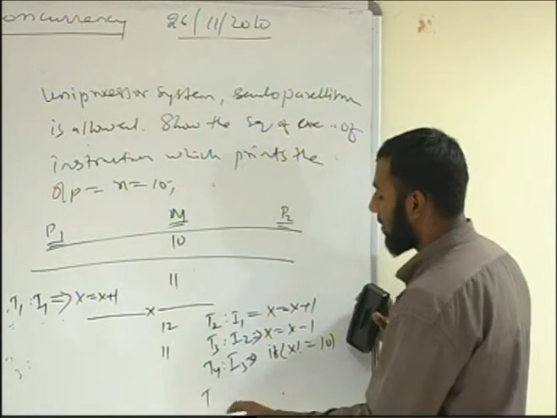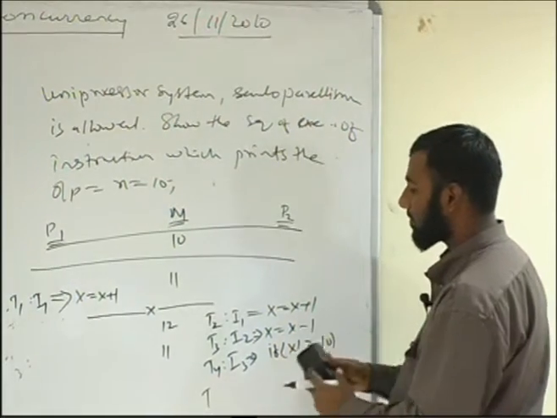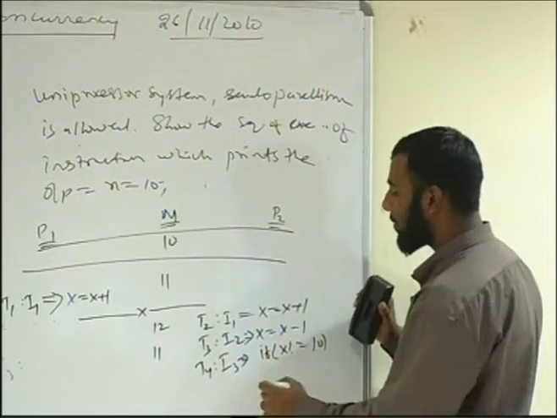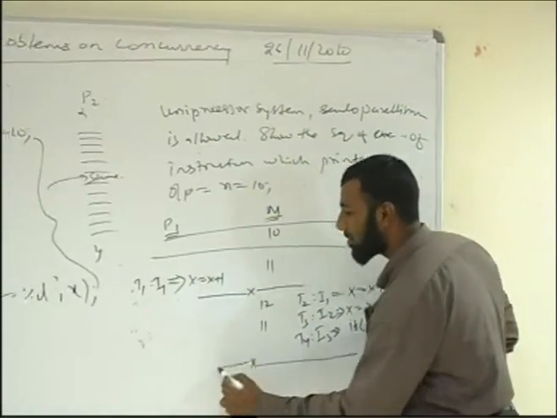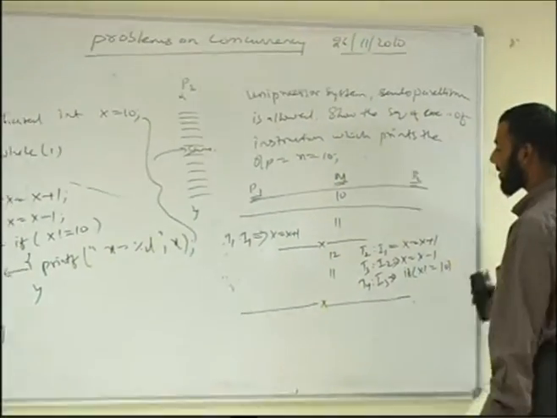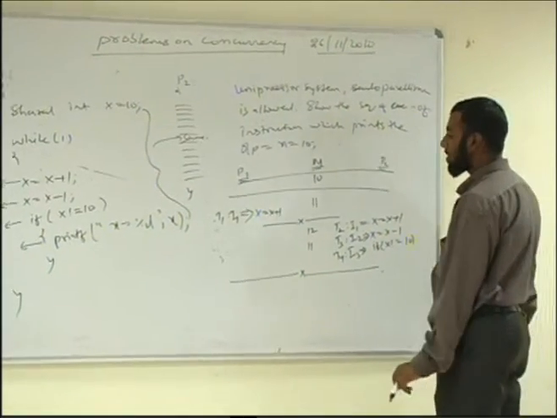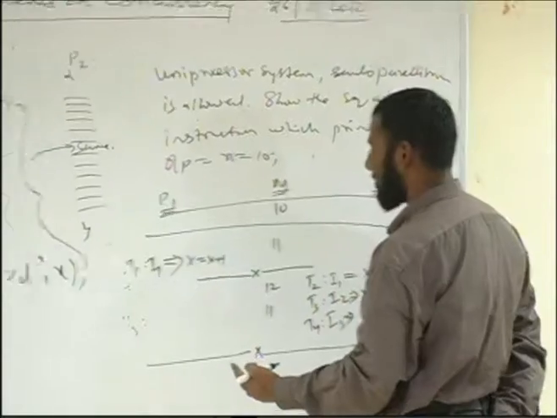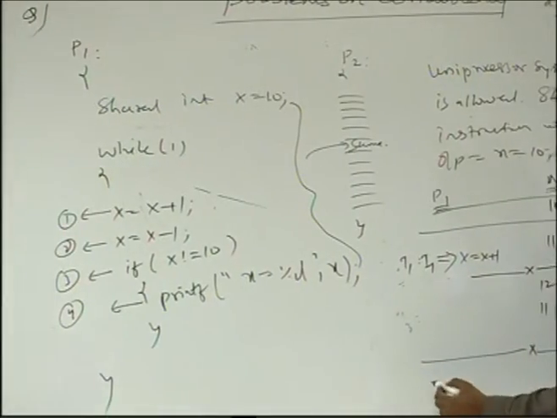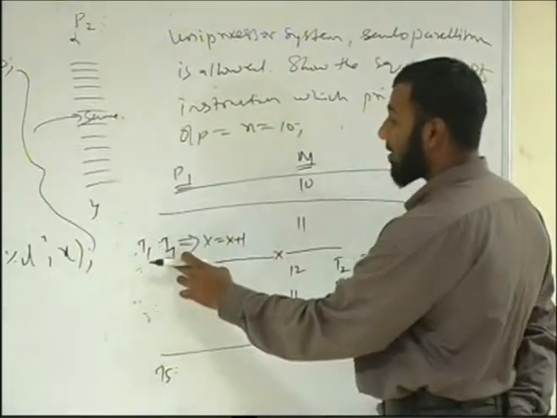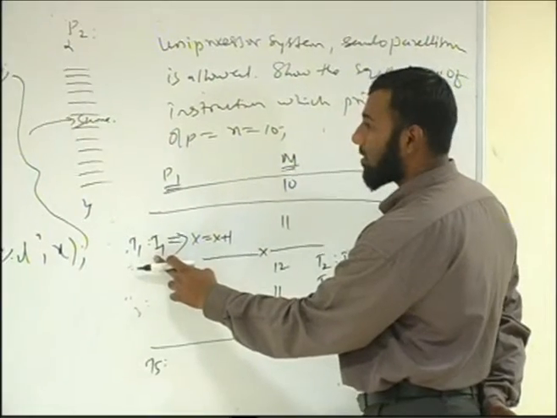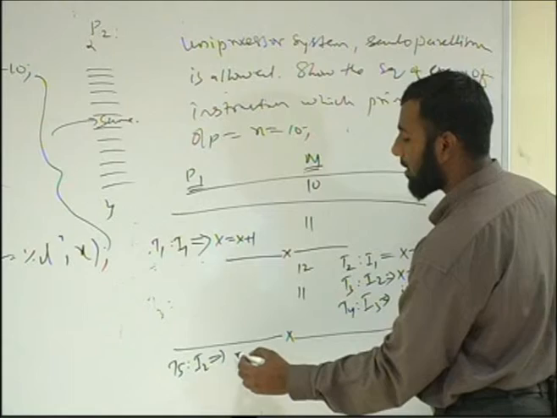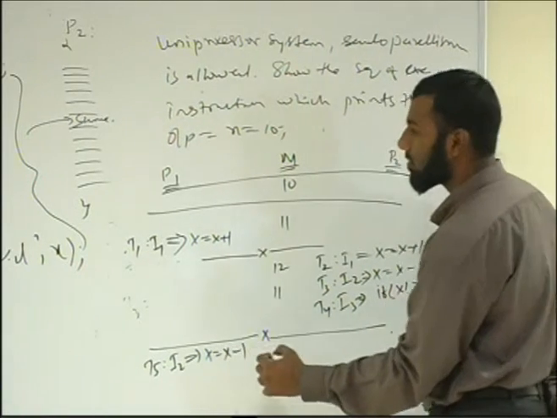So now when this is true, it enters into the if. When it enters into the if, again assume preemption occurs. When preemption occurs, process P1 will be given a chance. So at time T5, it will resume its execution. It will execute instruction I2, which is actually x is equal to x minus 1.